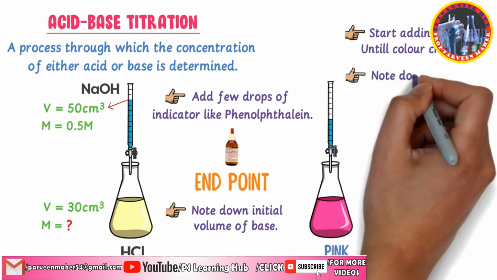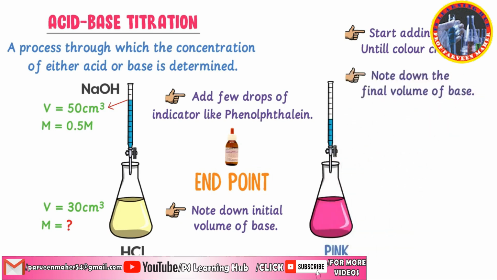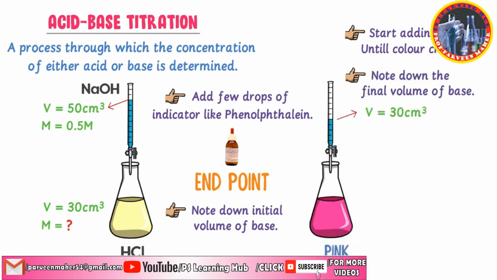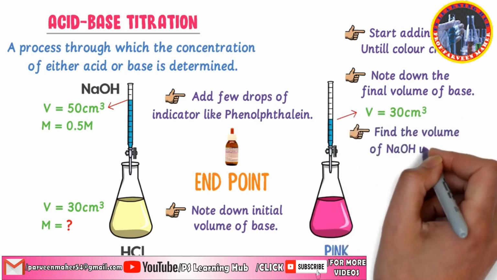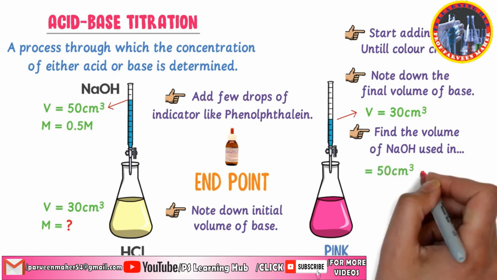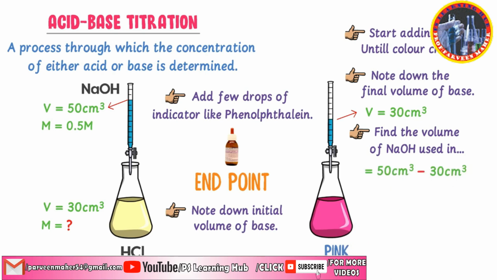The fifth step is to note down the final volume of titrant. For example, the final volume of titrant is 30 cm3. The last and the sixth step is to find the volume of titrant, sodium hydroxide, used to react with the inlet HCl. For example, the initial volume of titrant was 50 cm3 and the final volume of the titrant is 30 cm3. So always subtract the final volume from the initial volume. I mean 50 cm3 minus 30 cm3. Hence I get 20 cm3.